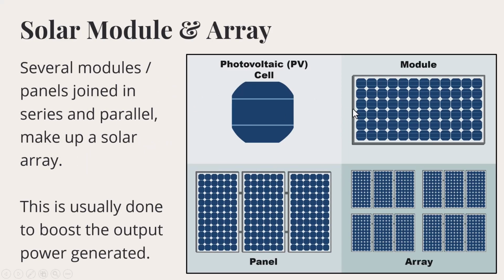As you can see in the picture on the right-hand side of this presentation, we have a solar cell here, and 72 solar cells make up one module. Several modules make up solar panels, and several panels connected either in series and in parallel make up a solar array. Typically, the reason why solar panels are connected together in series and parallel is to increase the output of the power generated.